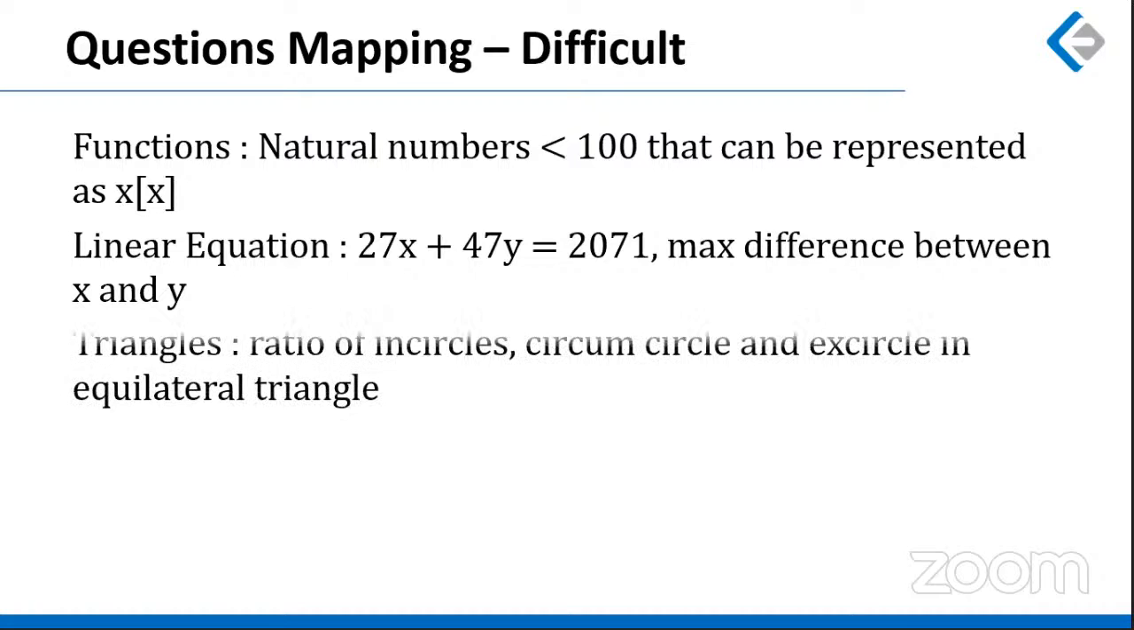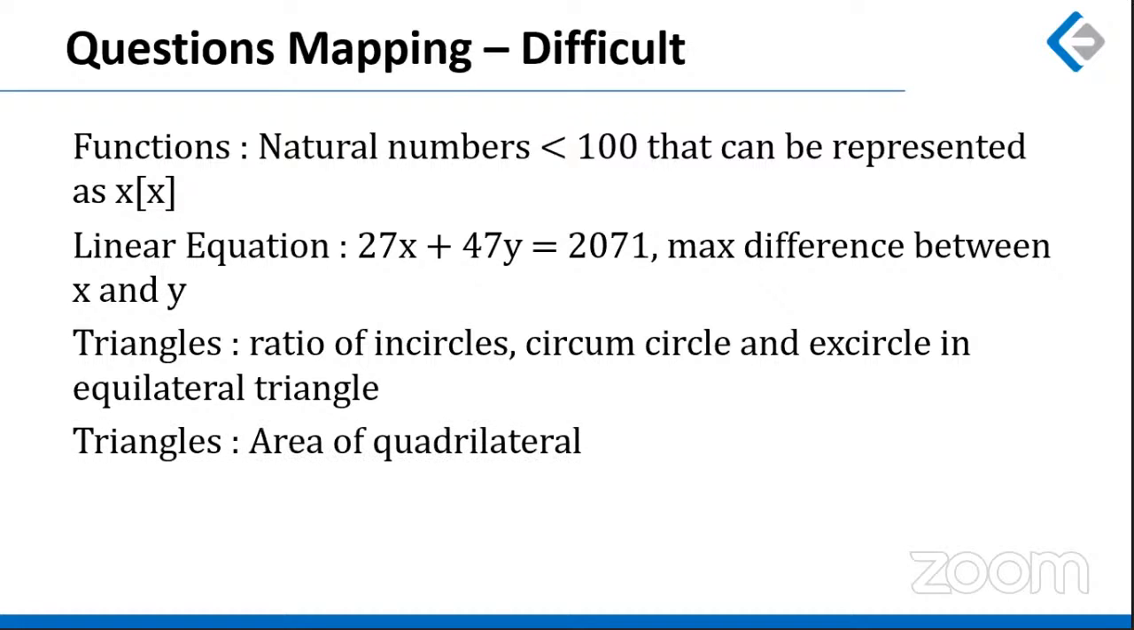A question based on triangles was given where the ratio of incircle, circumcircle, and excircle was to be calculated for an equilateral triangle. Now we know that for an equilateral triangle, the ratio of incircle and circumcircle is 1:2, but there were two options starting with 1:2. And excircle is something that most of the students might find unfamiliar. And that's why this question has been kept under difficult.